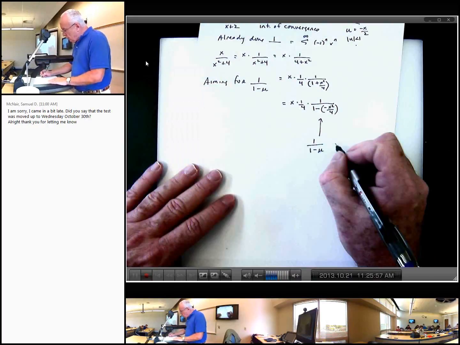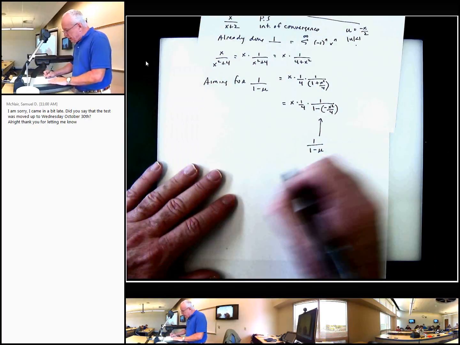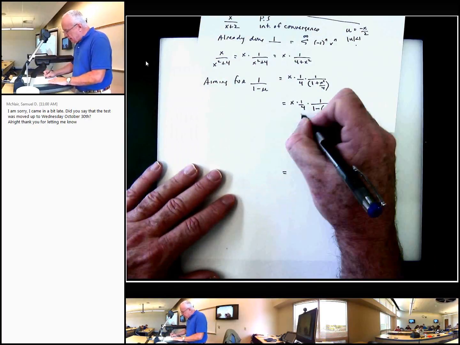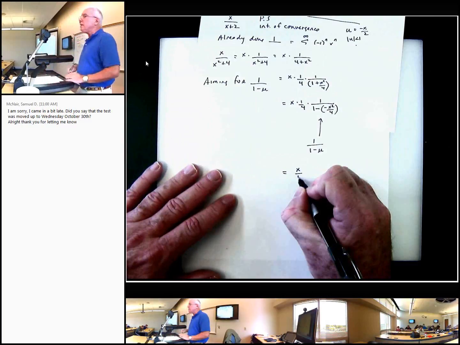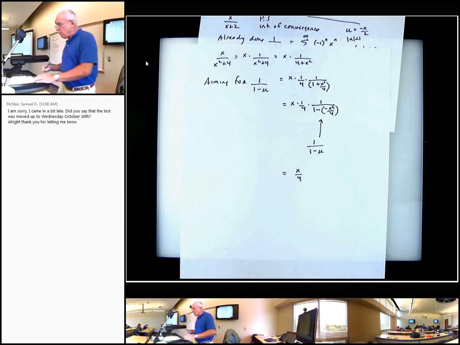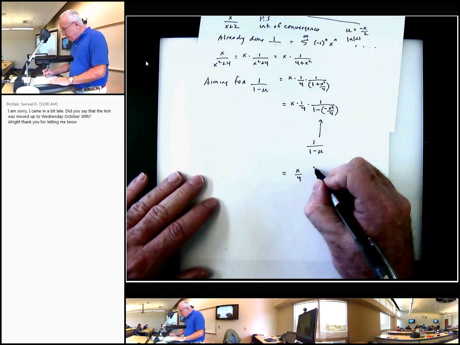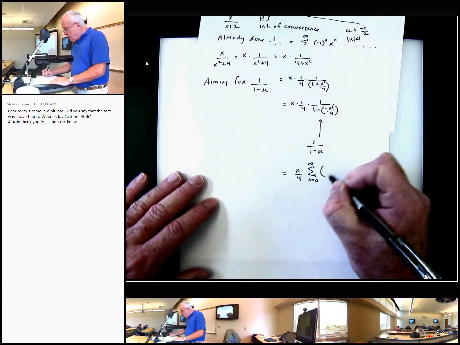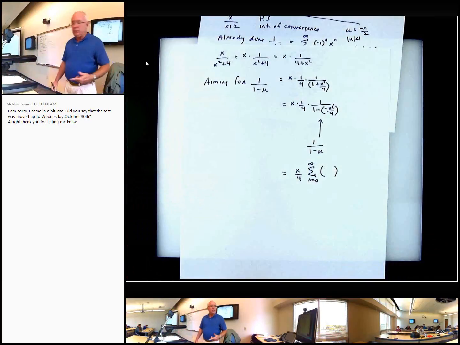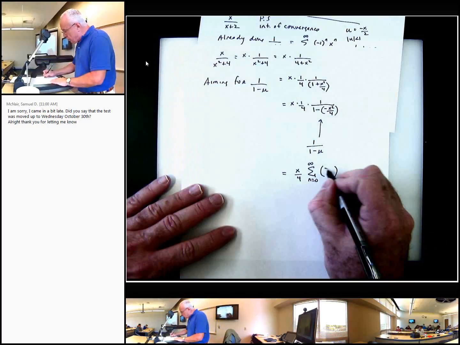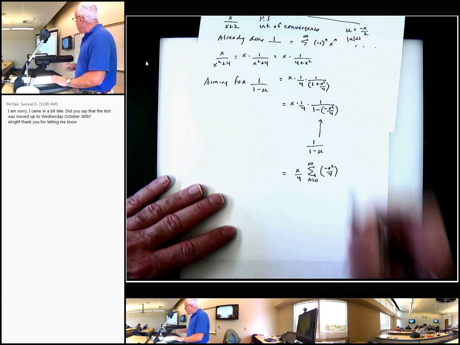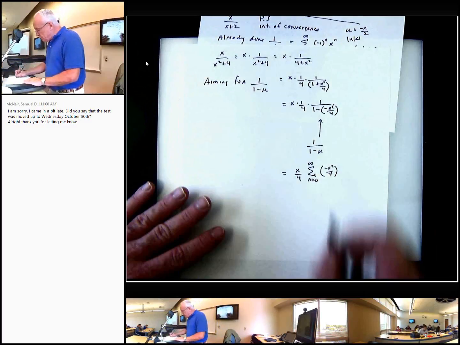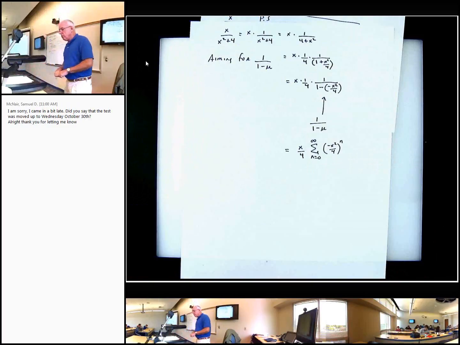And so this is going to expand as, let's just combine this as x over 4 instead of x times 1/4. x over 4 times the summation, n equals 0 to infinity, and then I put whatever I have for my u, which in this case is minus x squared over 4, and that is being raised to the nth power. Okay.